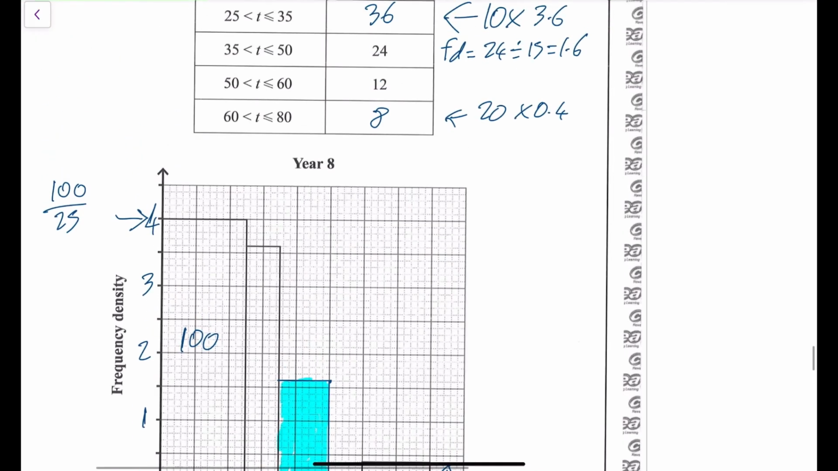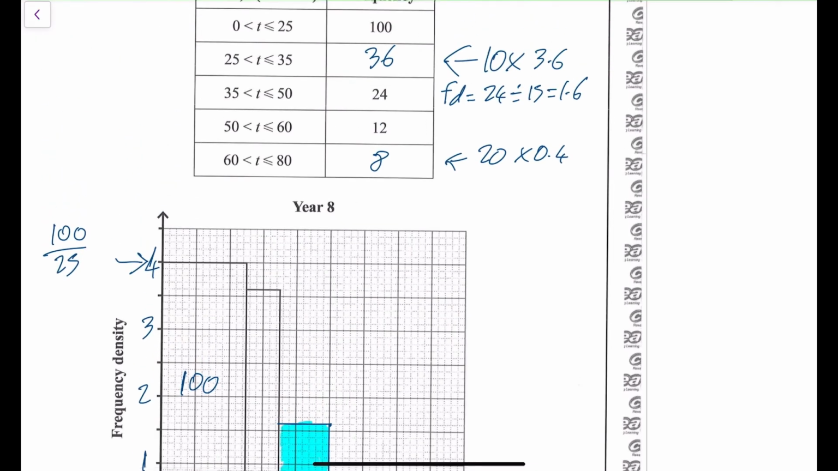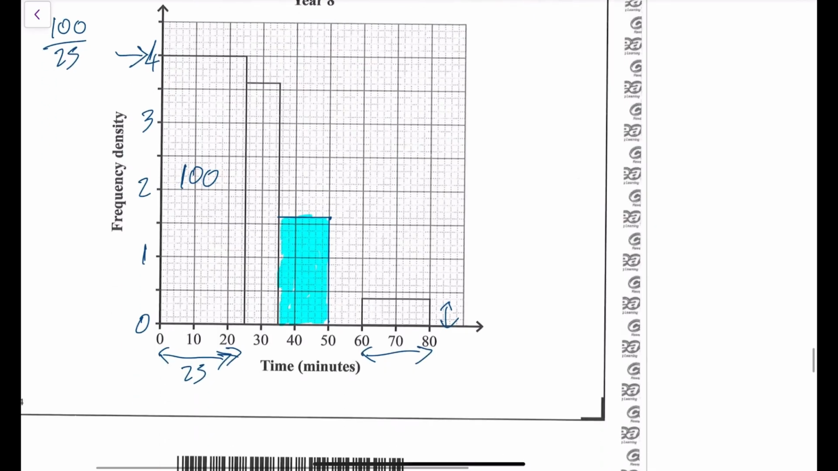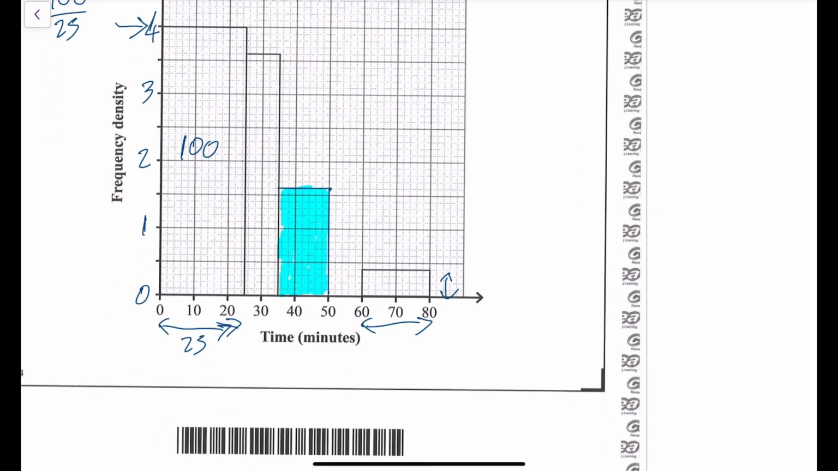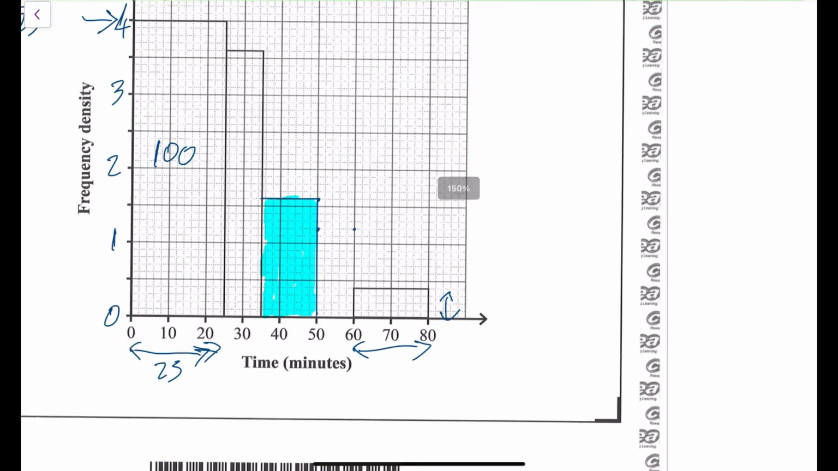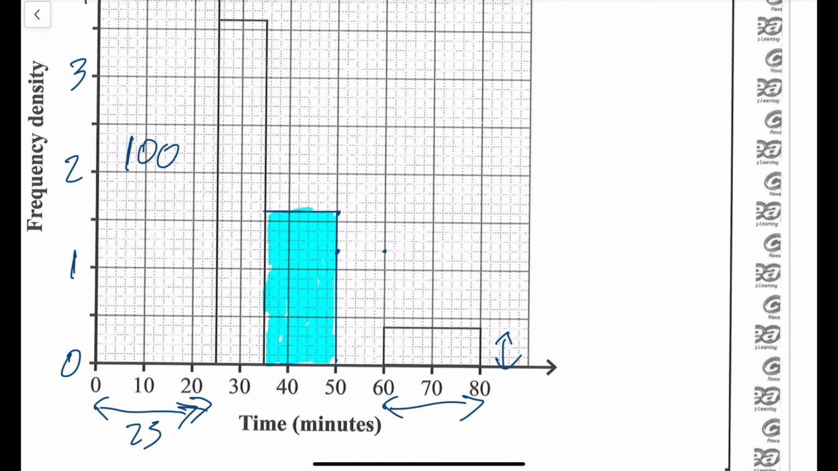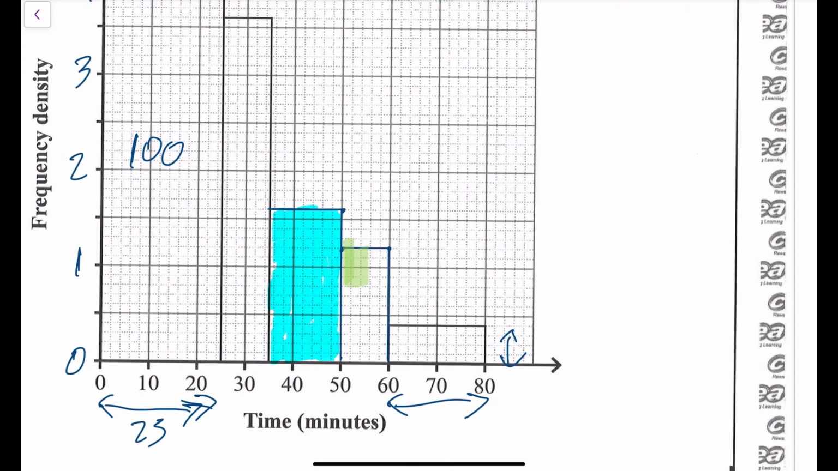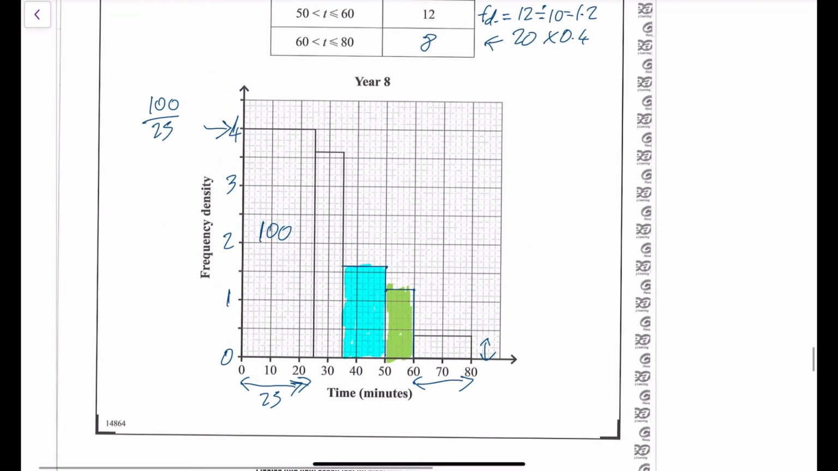The next one was 50 to 60, which is a width of 10. So the frequency density is going to be the frequency 12 divided by the width 10. So that's 1.2. So from 50 to 60 it's just 1.2. So again, 1.2 would be here. This ruler's working quite well on this. This is where I speak too soon, and I'll shade that one again so you can see it. Oh dear, gone over a wee bit. You can see it there. Beautifully done. Right, so you've got your bars.